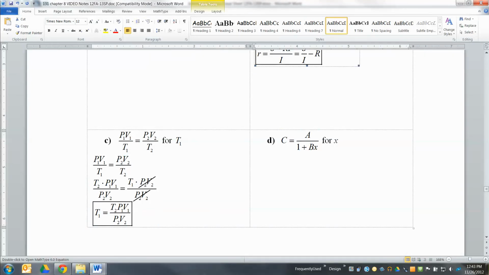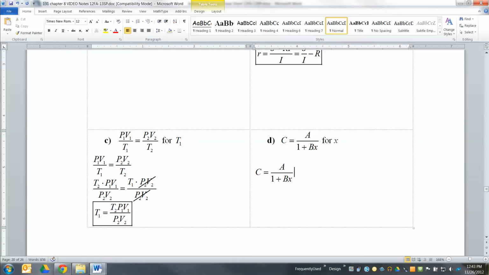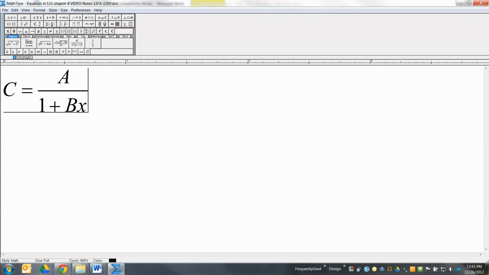All right, last one, D, which is another hard one again. D is a lot like B, the one we did above. That was more complicated because it's got that addition part in that denominator. Okay, so let's see here. We want to solve this for x. Of course we do, because it would be too easy to solve it for a.